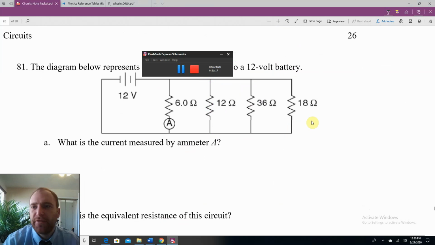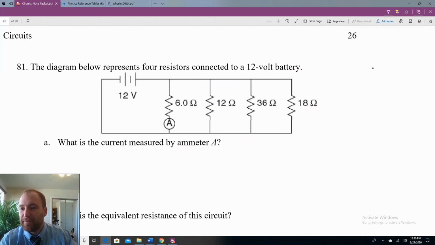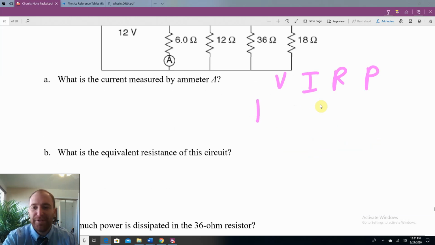Alright, last problem for this video. It's one that I like because it's got a lot of devices. It's kind of a weird setup here. But if we do a verb chart, we can do anything. So that's what I'm going to do. But this verb chart is going to be sort of large, because we've got not 1, not 2, not 3, but 4 different resistors.